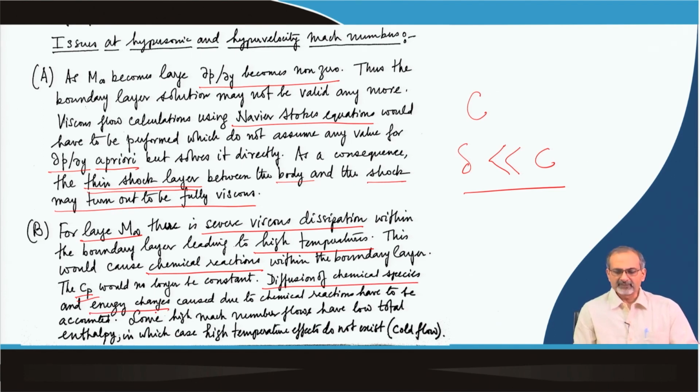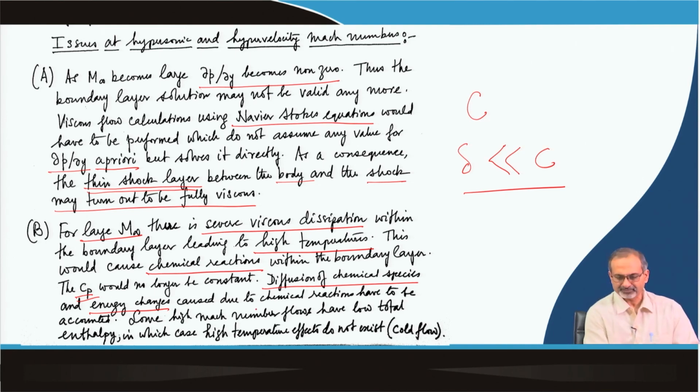So, these have to be accounted for when we solve the boundary layer equations at high Mach numbers, and therefore, in all probability there will be significant change in the equations which we have to incorporate, and in all probability we will not be able to retain them as such. We will have to go for Navier-Stokes equations, including the effects of diffusion of chemical species and energy changes due to chemical reactions.